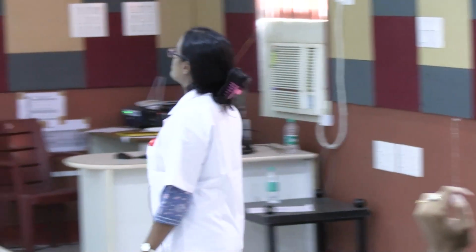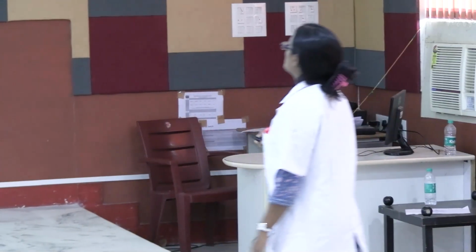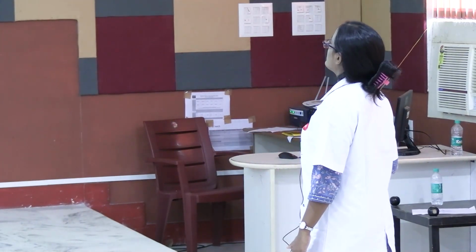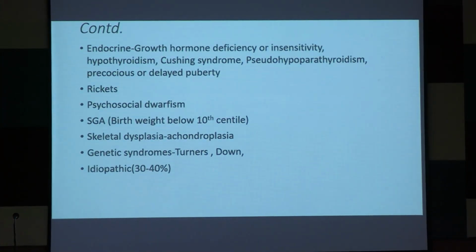The next common cause is the endocrine cause. There are several factors under endocrine causes. The most common is growth hormone deficiency, followed by hypothyroidism. Growth hormone may be deficient or insensitive. Insensitive means not functioning properly. Okay. What are the other causes? Endocrine causes, Cushing syndrome. Cushing syndrome is what?